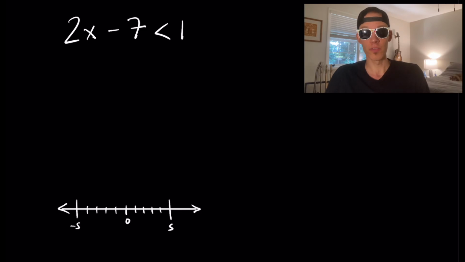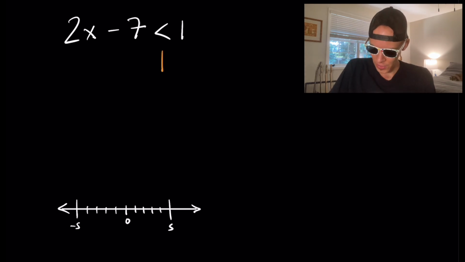Now we're going to start solving inequalities. And if you watch the videos on solving equations, whether they're one-step equations, two-step, multi-step, ones with variables on both sides, if you're comfortable with that, this is going to be so easy, guaranteed. So here we got 2x minus 7 is less than 1.